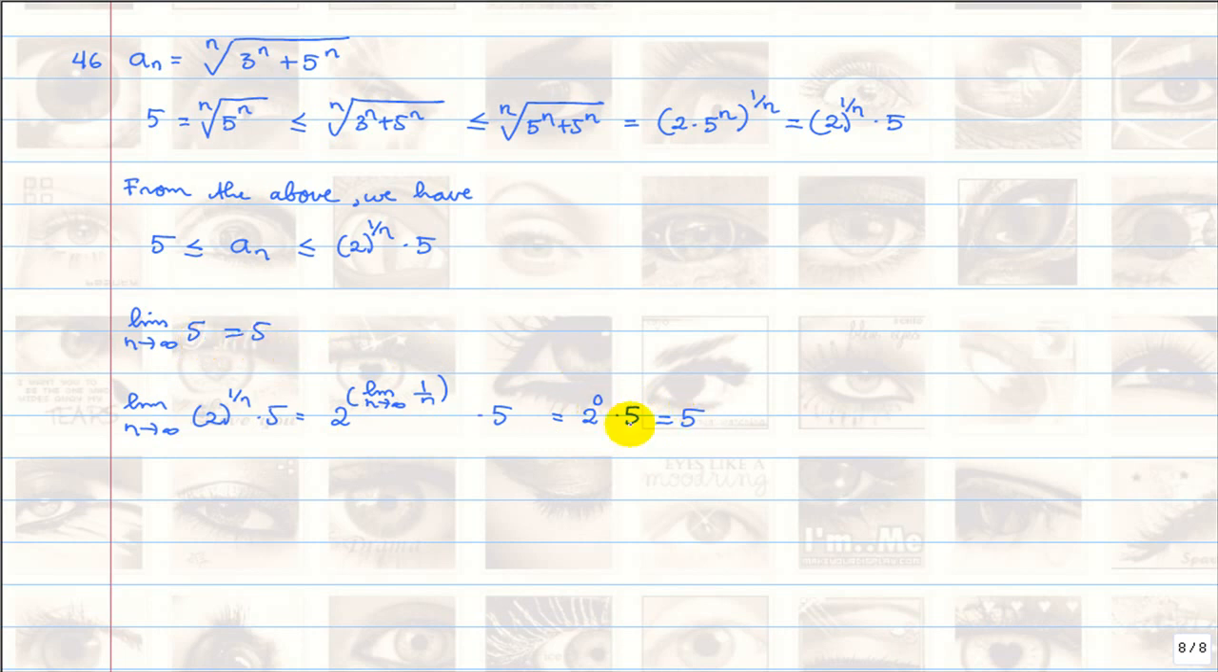So from this computation, we know that the limit of the left sequence is equal to the limit of the right sequence, which is equal to 5. Then, by the squeeze theorem, we conclude that the limit of the middle sequence, which is the limit of a sub n, is equal to 5. And we are done.